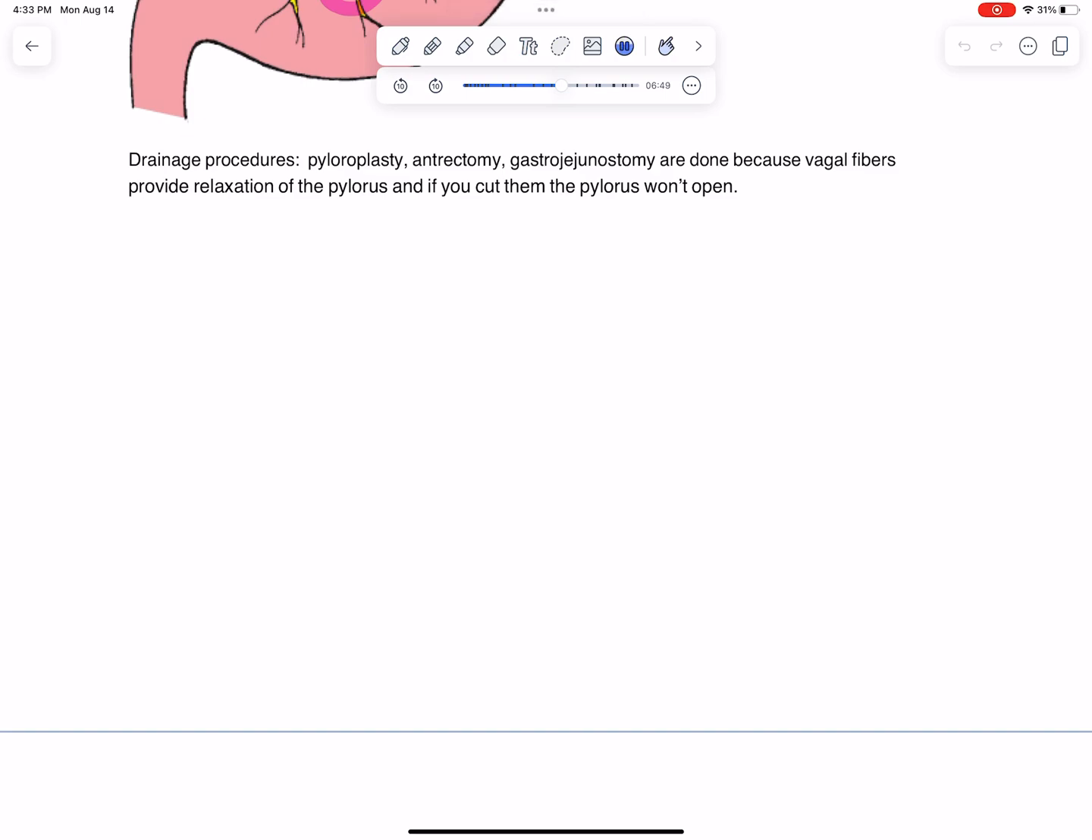Basically, the reason that the drainage procedure has to occur is because when you cut the vagal fibers, the pylorus cannot relax. The vagus actually provides relaxation to the pylorus, and if you cut them, the pylorus won't open.